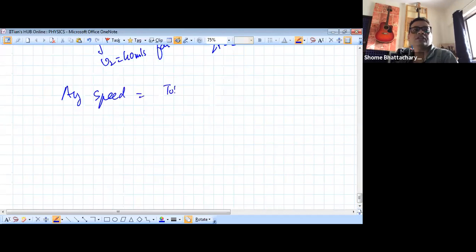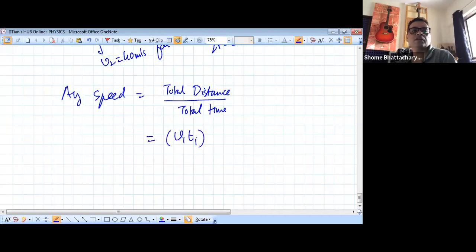Average speed will be total distance upon total time. So the total distance will be what? V1 into T1 traveled in the first part, but in the second part it travels how much? V2, but into the same amount of time. Whereas the total time is how much? T1 plus T1, so it's 2T1.